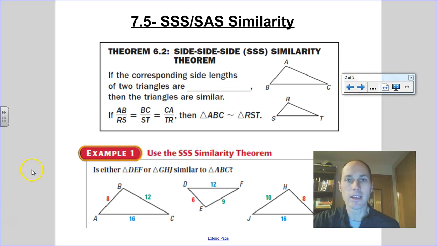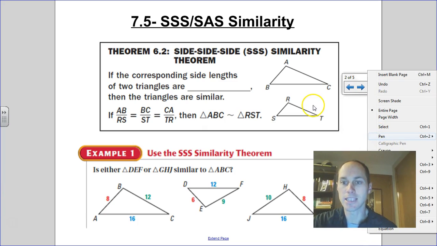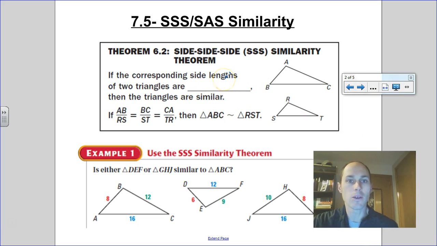So the first one, SSS similarity. If you didn't guess yet, it stands for side, side, side. So if the corresponding side lengths of two triangles are proportional, then the triangles are similar. Remember, in order for something to be similar, the sides need to be proportional and the angles need to be congruent. So when the sides are proportional, the angles end up being congruent as well. So if all three sides have corresponding ratio, then the triangles are similar.